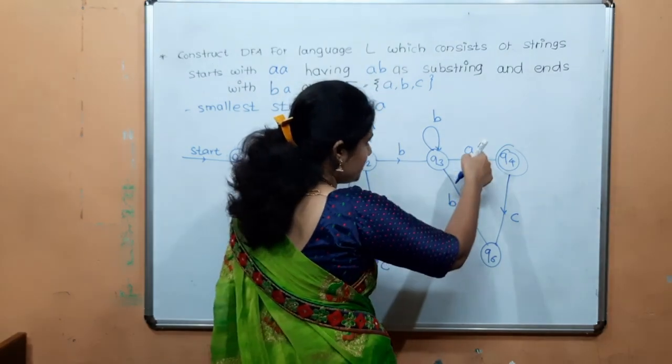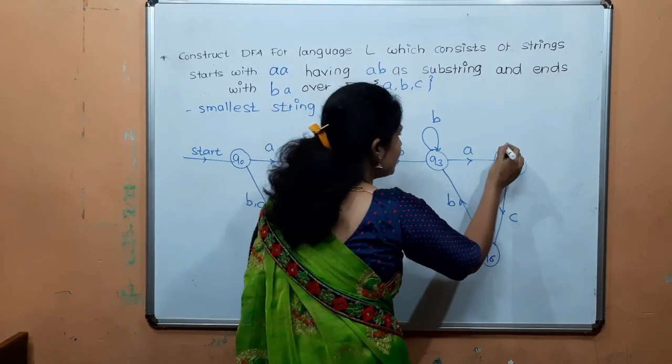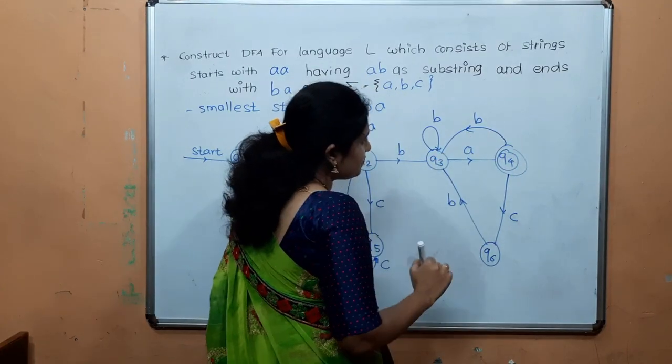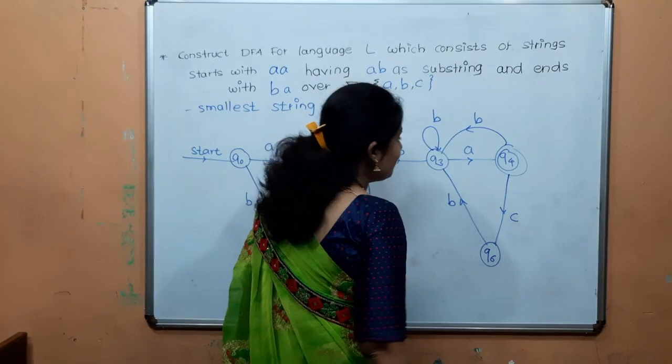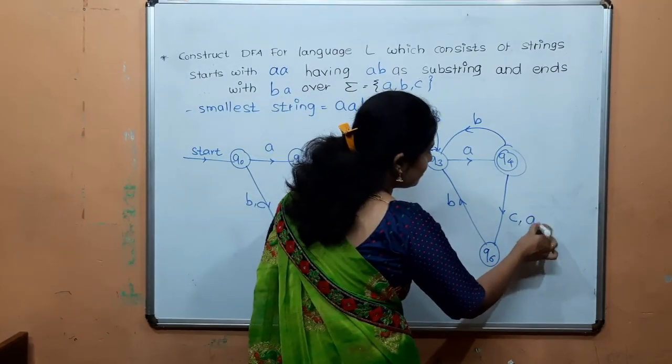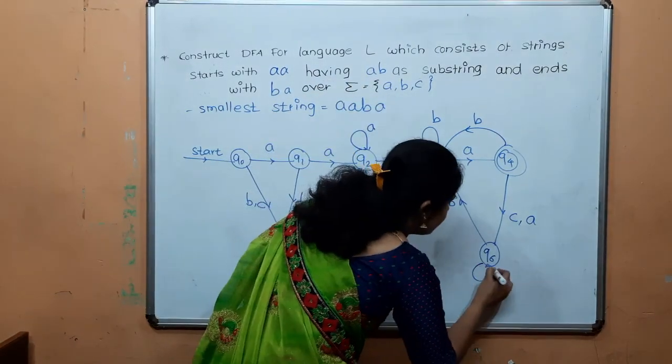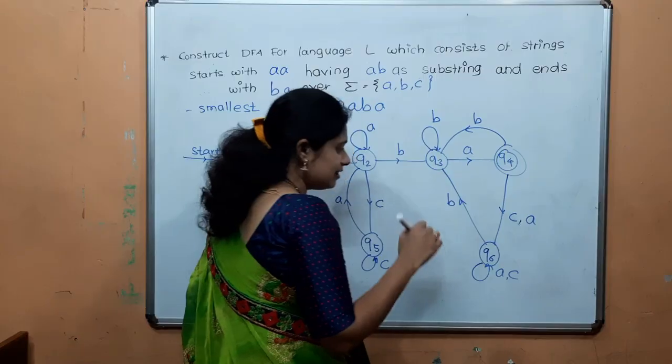After this A, if B occurs, then here we can give the B. It becomes B, A. Okay, and after this A, if A occurs, then what can I do? I can give here A, B, A. And here I can give the self loop of A, comma C.